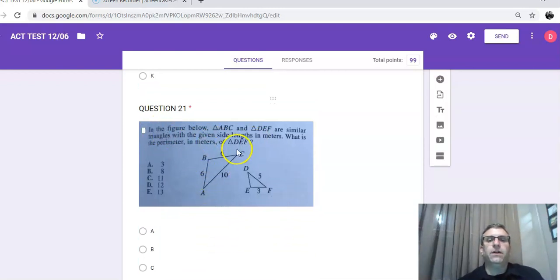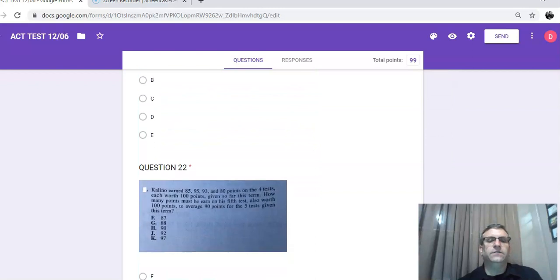Figuring out which part goes with which side. So I have 6 over here and 3, 10 over here and 5. I wonder what that side is right there. Figure it out, answer the question.